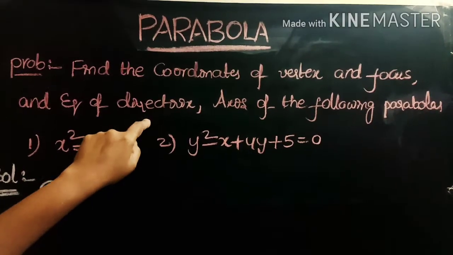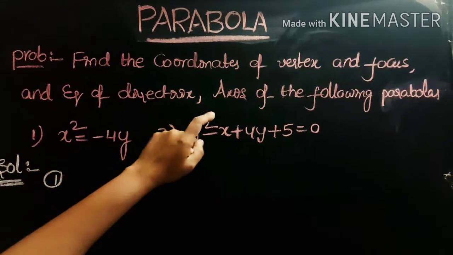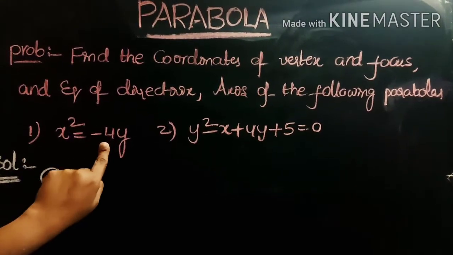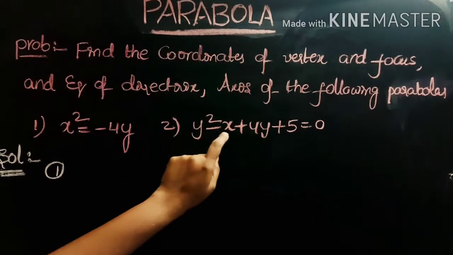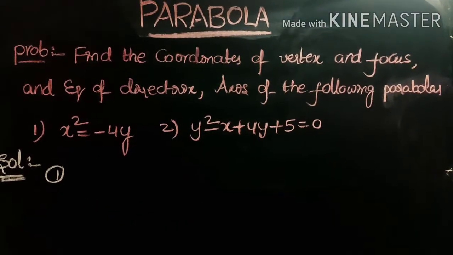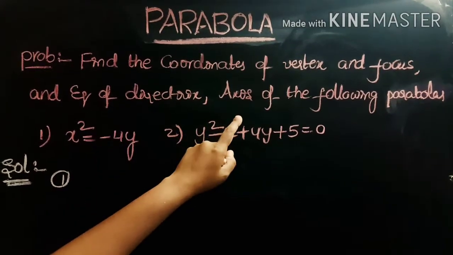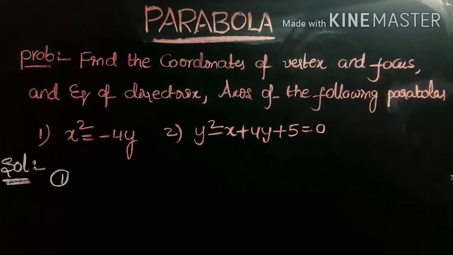Find the coordinates of the vertex and focus and the equation of directrix and axis of the following parabolas. The given problems are: the first one is x square is equal to minus 4y, and the second problem is y square minus x plus 4y plus 5 is equal to 0. So find the vertex, focus, equation of directrix and axis of parabola for the given parabolas. That is the given question.